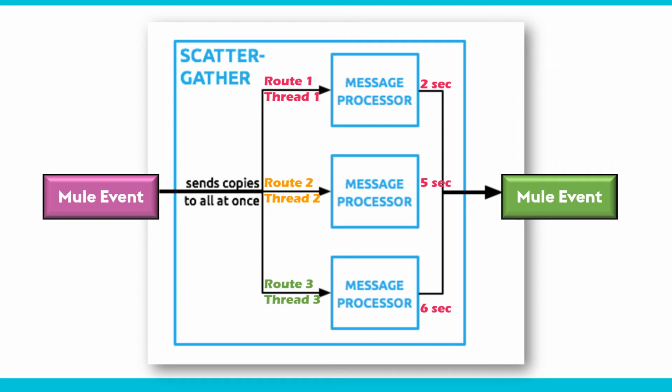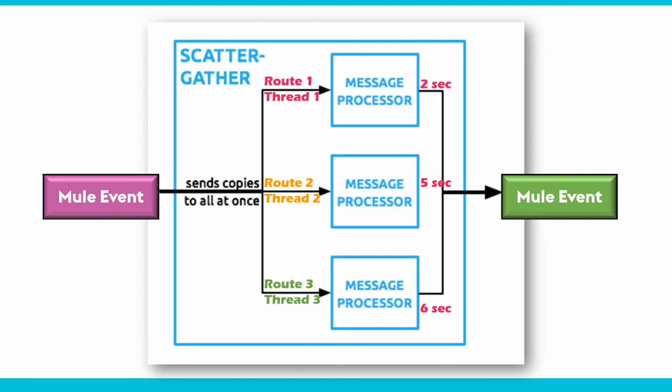The diagram shows the behavior of the scatter gather component. Scatter gather component receives a mule event and sends a reference of this event, which we can also call copies, to each processing route. That too concurrently. Route 1, route 2 and route 3 in this case. Each of the processing routes starts executing parallelly instead of sequentially in a separate thread.